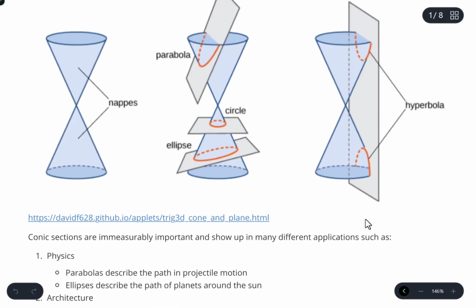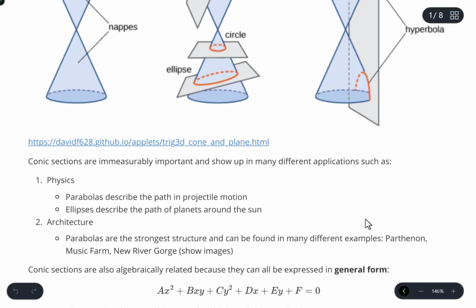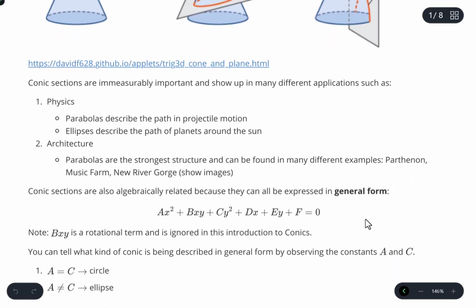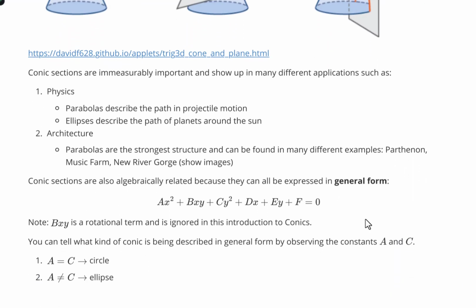Now, as I mentioned, conic sections are really important types of curves because they show up in so many different applications. So in physics, for example, parabolas describe the path of projectile motion. Ellipses describe the paths of planets around the sun. And these are just two of a myriad of examples that are available within physics applications. In architecture, parabolas are known to be the strongest structure and can be found in many different examples. Now, let me show you a few.